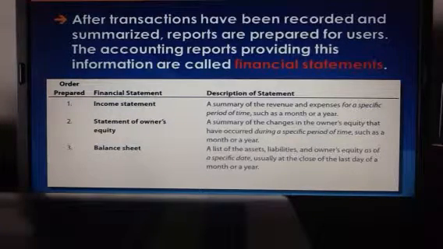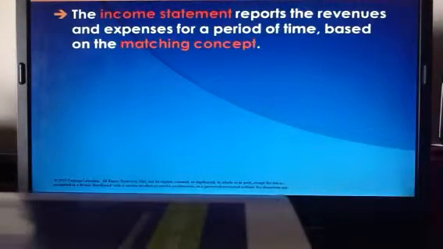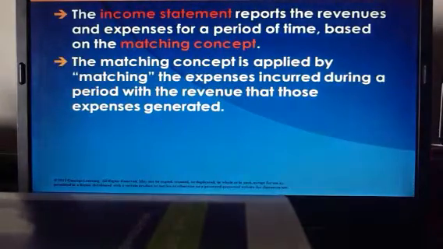We'll look at a balance sheet, which is a list of the assets, liabilities, and owner's equity as of a specific date. So it only covers one day, and usually that's the last day of the month or the year. And then finally, a statement of cash flows. This summarizes the cash receipts and cash payments for a specific period of time, such as a month or a year. We're not going to do much with the statement of cash flows until much later in the semester, and then we'll have a whole chapter on that. You can read these notes on your own.